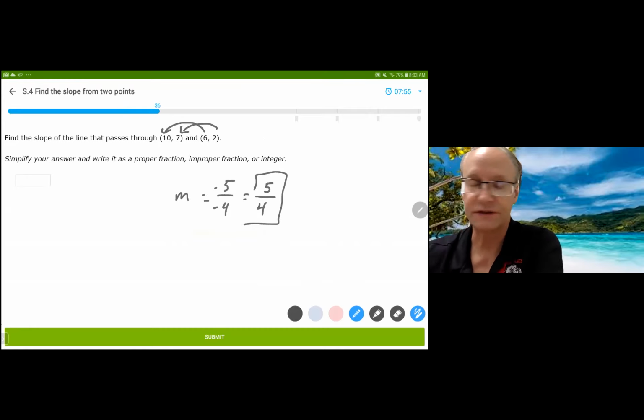Remember, it's always the change in y over the change in x. Now, some people are going to say, well, that's 1 1/4. Well, first of all, you can't write mixed numbers. You could write it as a decimal, but it's almost always better to write your slope as a fraction because it really is a rate of change. It's the change in y over the change in x.